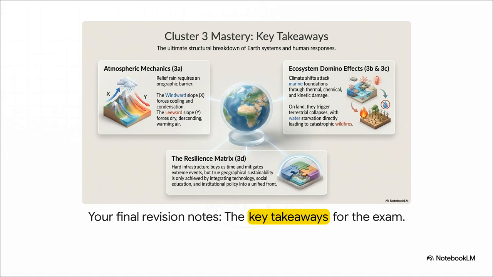Okay, think of this as your master revision sheet. To absolutely nail this question, you need 3 key things. First, know the difference between the wet windward slope and the dry leeward slope. Second, understand the domino effects on both marine and land ecosystems. And finally, for that big evaluation question, you have to argue that true resilience comes from integrating all 4 strategies together. Get that right, and you are well on your way to a top-tier answer.